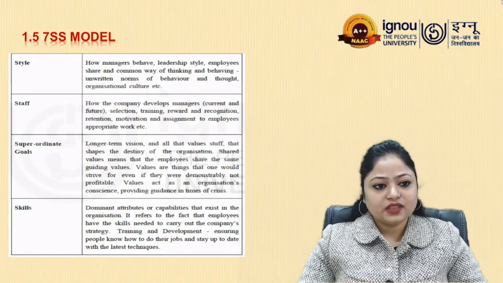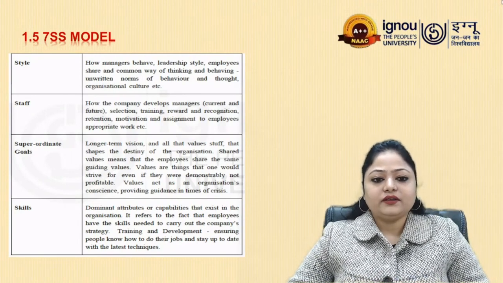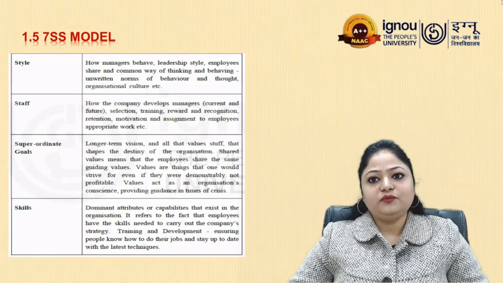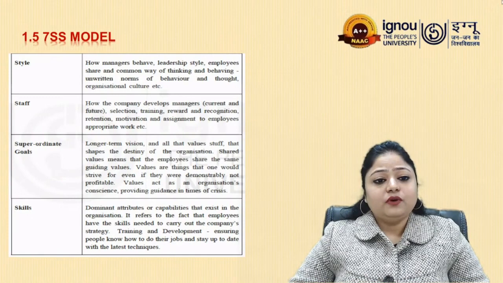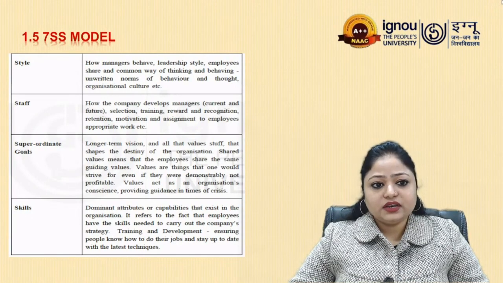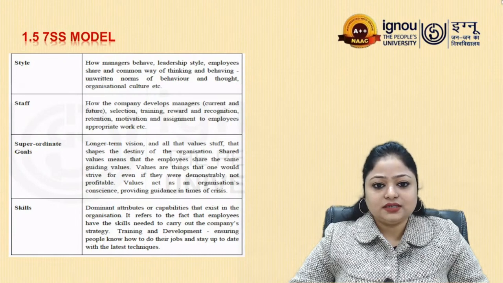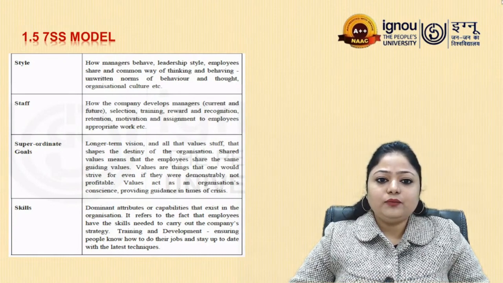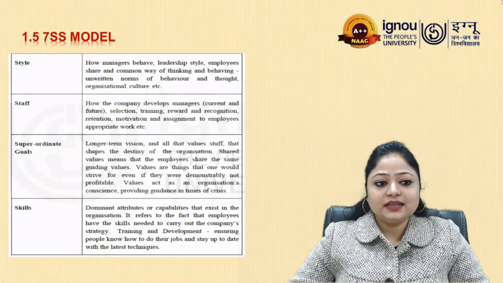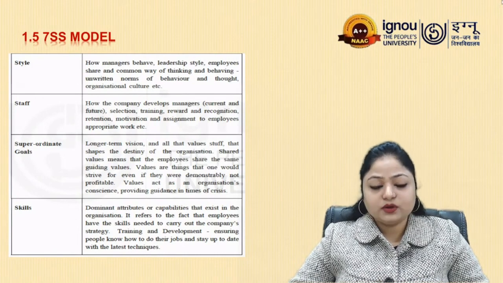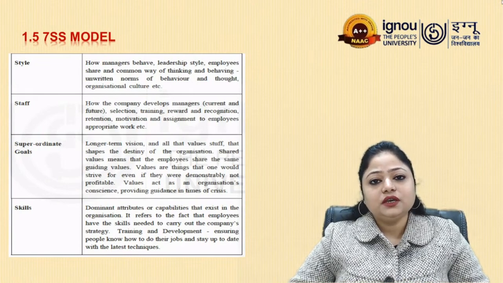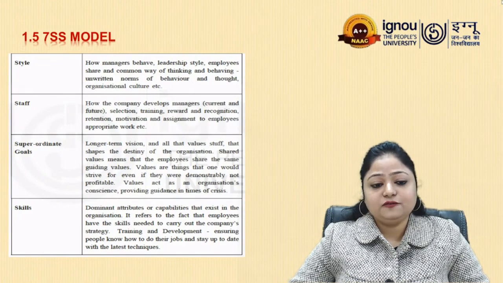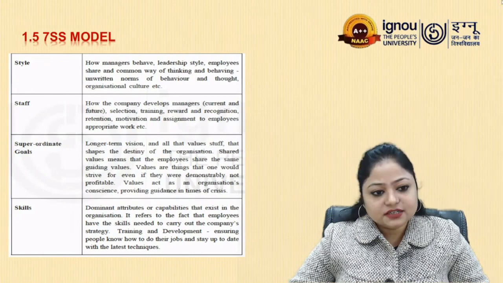Then staff: how the employees work within the organization, how the company develops its managers and future managers, how it performs selection, training, reward and recognition, retention, motivation, and assignment to employees, and assigning them the appropriate work, etc. So staffing is another important S within the 7S model, and it depicts how the functions or jobs are divided and how these jobs are being performed by the employees who have been hired with the certain technology, that is the recruitment and selection function.